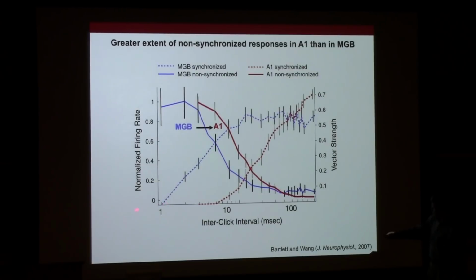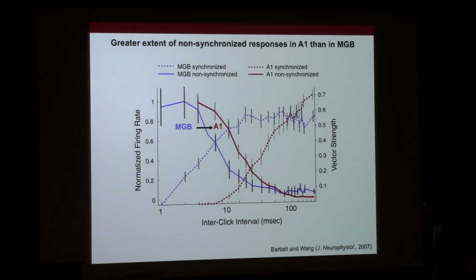But it's still not fast enough compared to the auditory nerve. Auditory nerve is somewhere here. It's 1 millisecond. And therefore, the thalamus, we call MGB here, medial geniculate body, is the auditory part of the thalamus. It also has firing rate here. It also has this combined representation, but in cortex it is shifted.